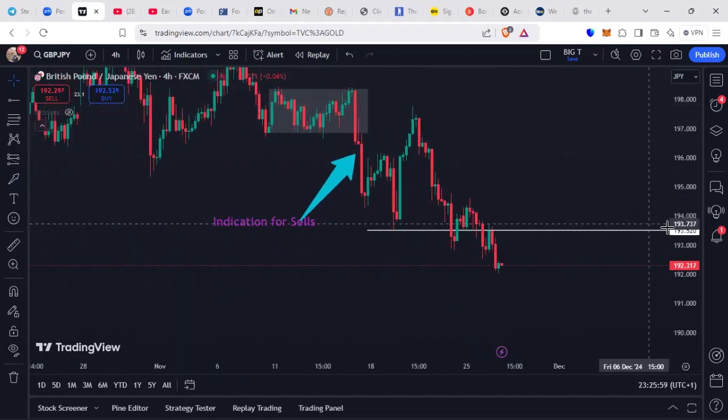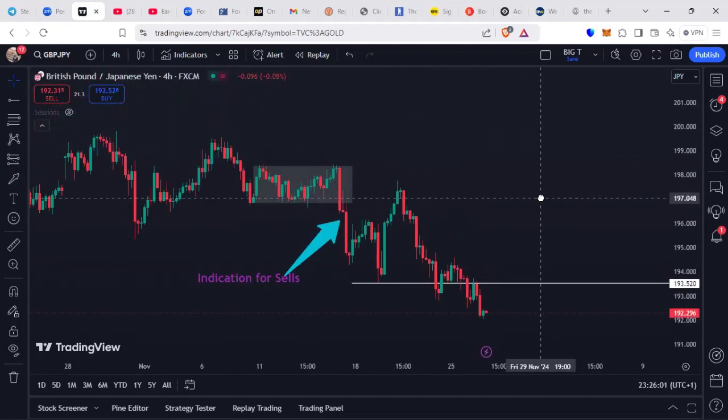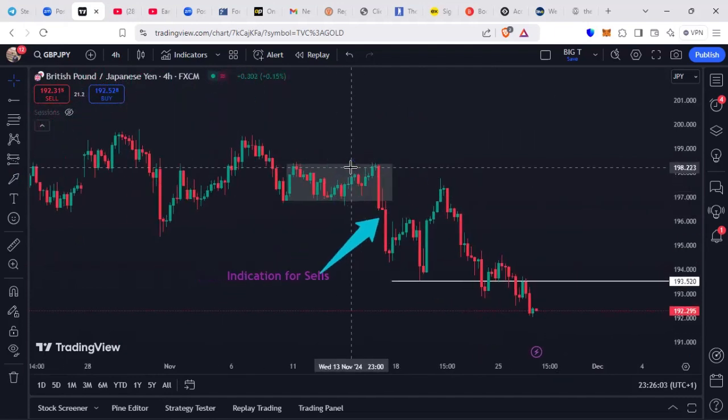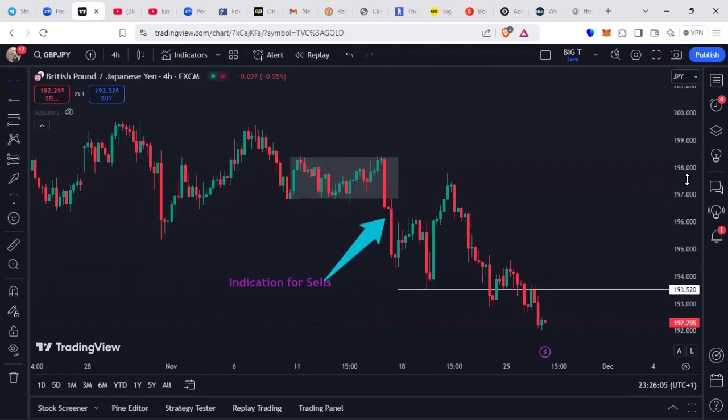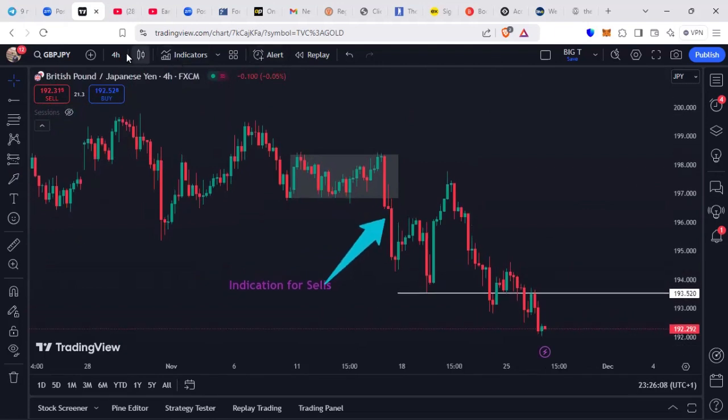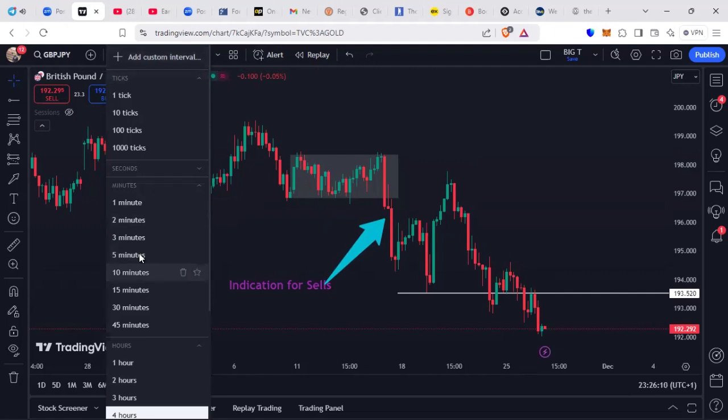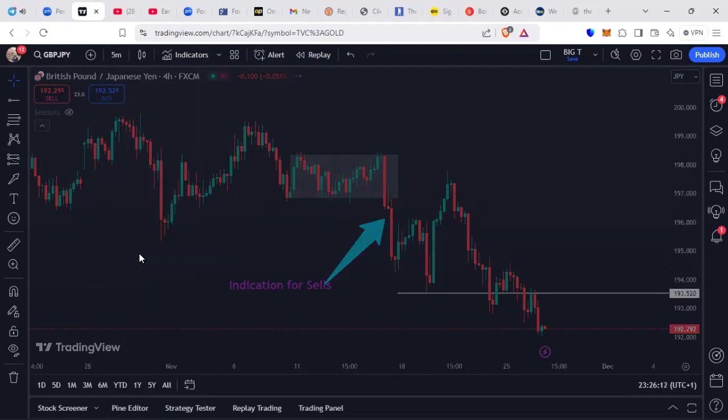So now, real quick, let's look for the area that price broke out from. So how do you go about that? In terms of getting your entries, you get your entries on smaller time frames. So I'm going to my 5 minutes time frame real quick.